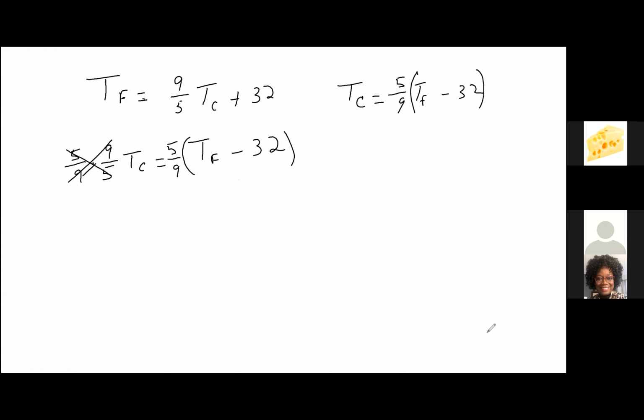Okay, so let's take water. We know that water boils at a temperature on the Celsius scale of 100 degrees Celsius. And I want to know, what is that temperature on the Fahrenheit scale? We know what it is. We're going to make sure we understand how to solve the equation.